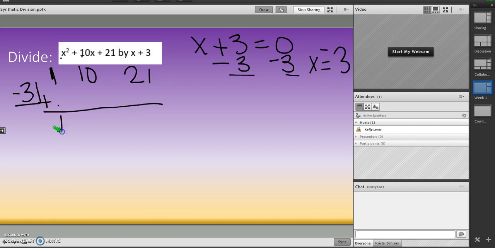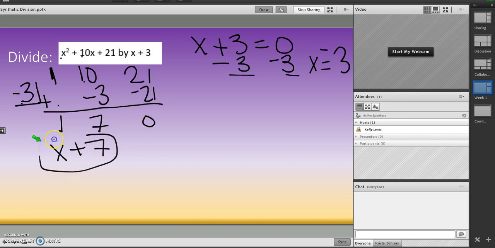And so then my next step was add, multiply, add, multiply. 1 plus 0 is 1, multiply. -3 times 1 is -3. Add. 10 plus -3 is 7. -3 times 7 is -21. Add. 21 plus -21 is 0. Now we're going to write the resulting polynomial. X squared, so this is plain x, plus 7. So this is my answer.